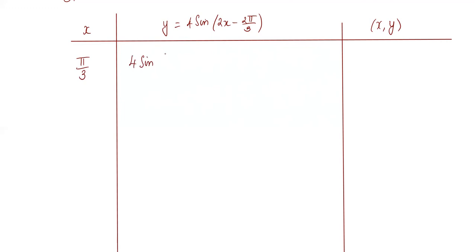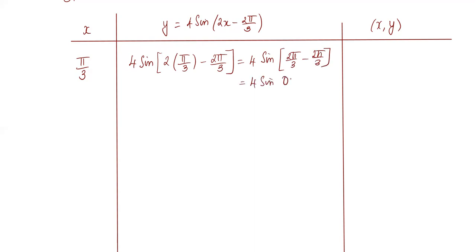So that's 4 times sine, x is pi over 3. 4 sine (2 pi over 3 minus 2 pi over 3), which is 4 sine 0, because it's the same, right? They cancel off. Sine 0 is 0, 0. Next we go to 7 pi over 12.